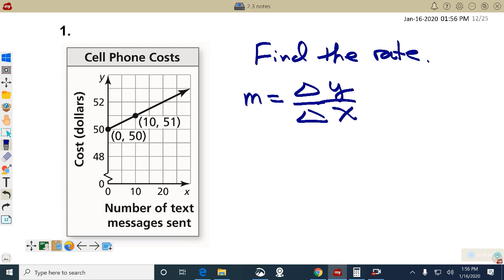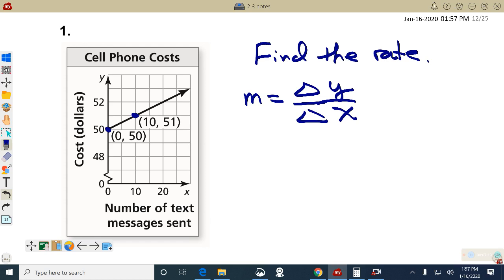Delta Y. I'm going to find the change in Y values. Watch this. I've got 2 points that we highlighted. So this example came with 2 highlighted points on the graph. 10 texts is $51. 0 texts is $50. Think about that. No texts on this cell phone plan, you're already paying $50. So it's probably $50 a month, and then every 10 texts you pay a dollar. So how much money per text then? Per one text. Well, let's find out.